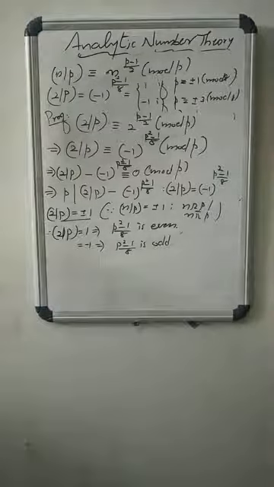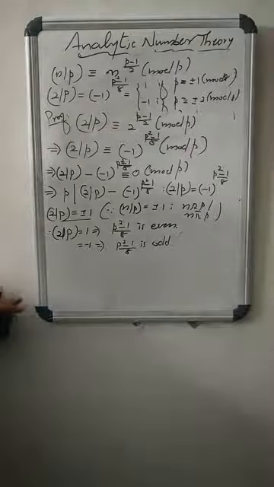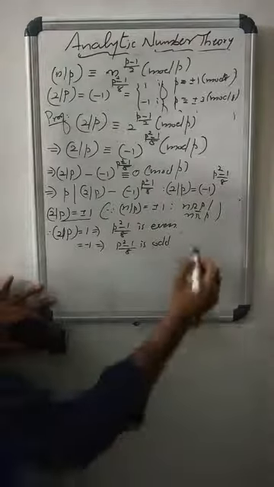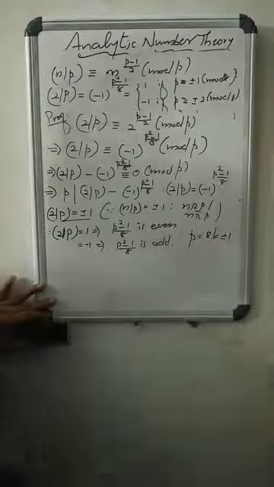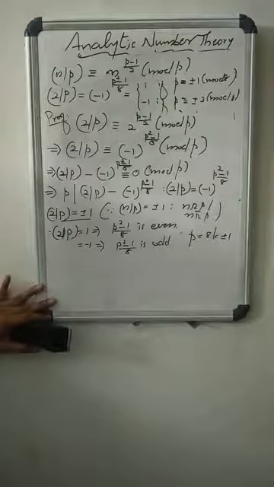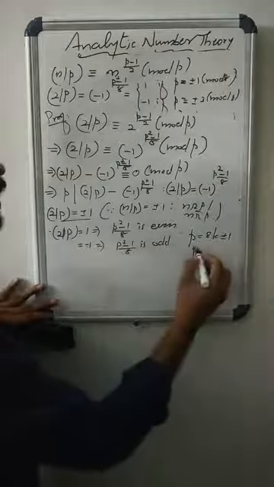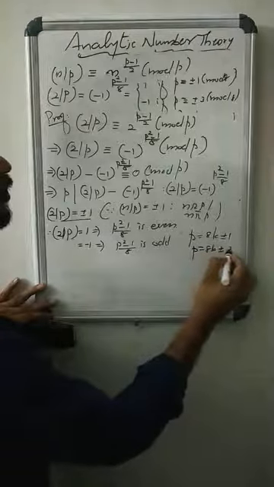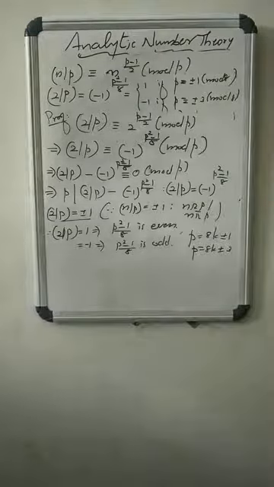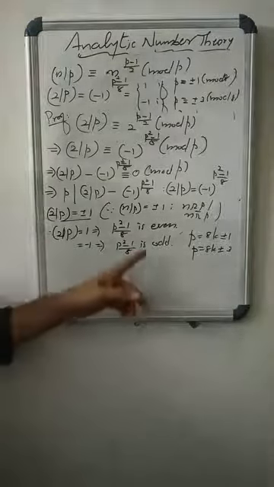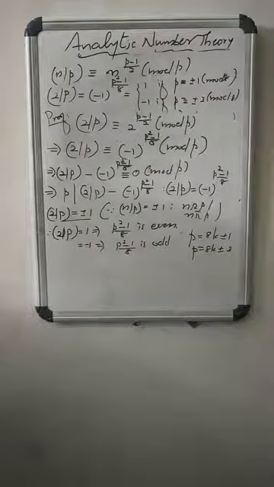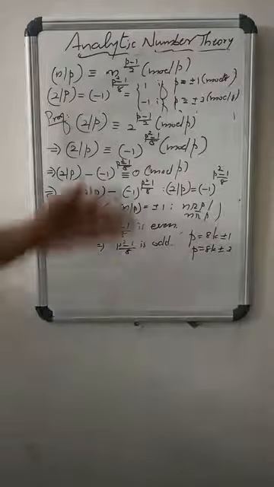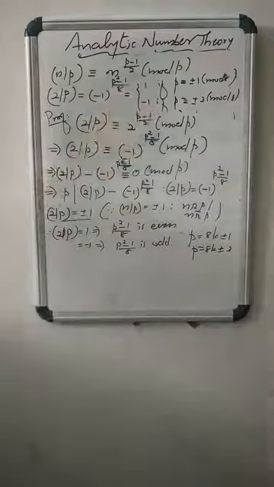Agree? But what is p? Since p is an odd prime, then p equals 8k plus or minus 1 or p equals 8k plus or minus 3. Since p is an odd prime, (p² - 1)/8 is either even or odd, and p is either 8k plus or minus 1 or 8k plus or minus 3. That's only for the sake of this argument.